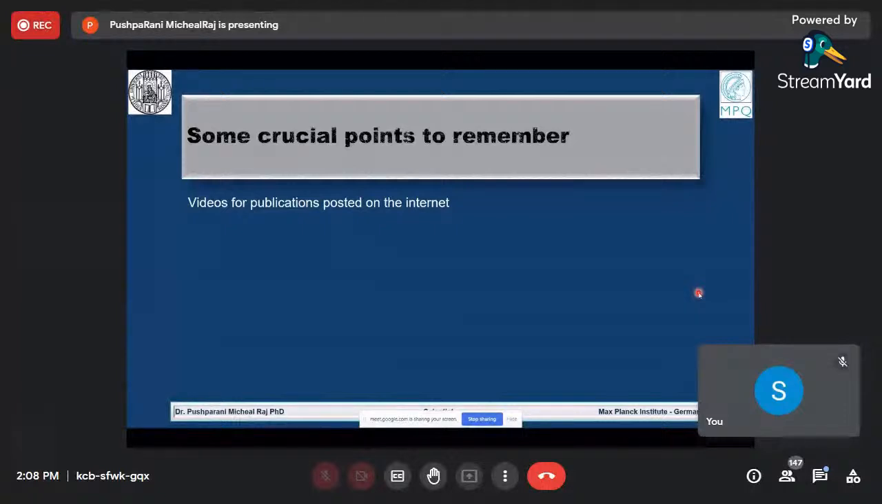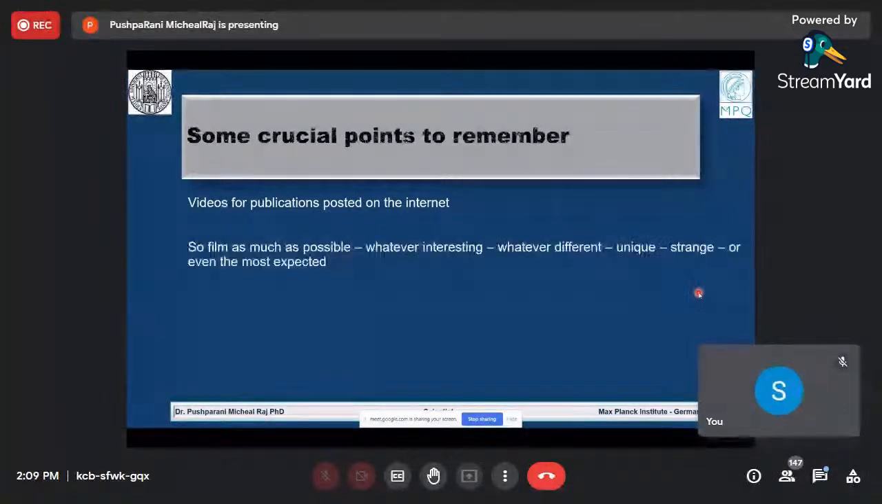So try to take as much video as possible, film as much as possible, whichever you find interesting, whichever you find unique. This has never happened before. Why should that happen? Even before you are reasoning it out, just try to film it, because reasoning can happen later. You can do the analysis later, but if it's not going to be reproducible, we would have lost something really important.